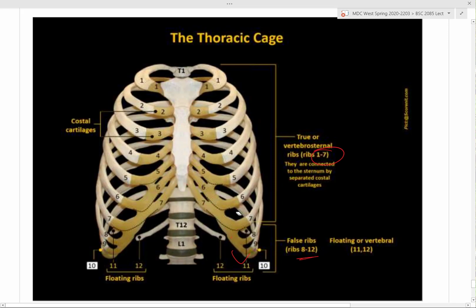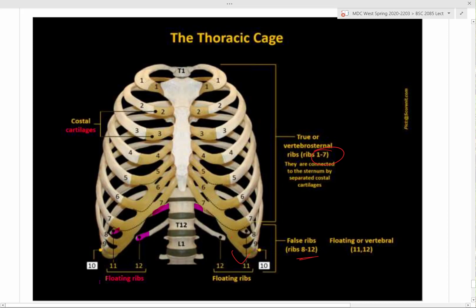Now, the other thing that you need to know for this one is that each one of your ribs, or almost all of your ribs, are attached to a cartilage, with the exception of 12 and 11. You can barely see 11, but that's here. Those are known as what? Floating ribs.